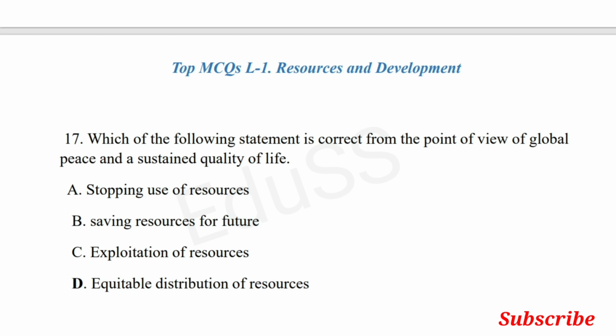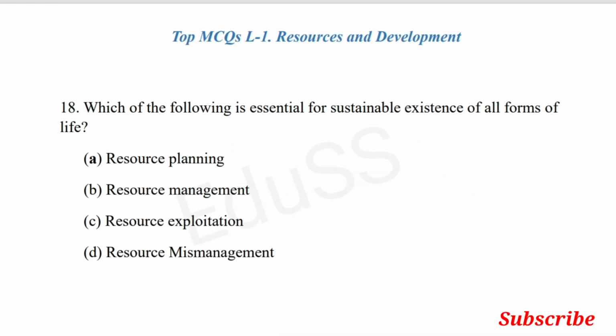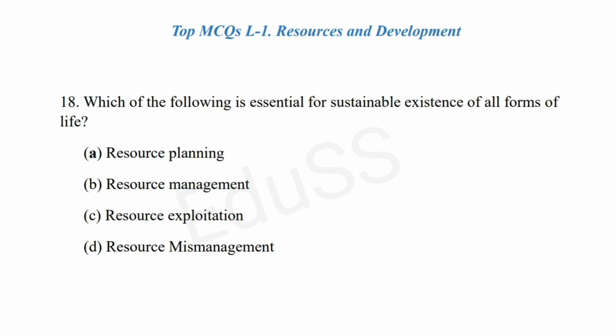Next. Which of the following statements is correct from the point of view of global peace and a sustained quality of life? The correct option is for global peace, we must have equitable distribution of resources. Next. Which of the following is essential for sustainable existence of all forms of life? The correct option is resource planning is a must. Next.